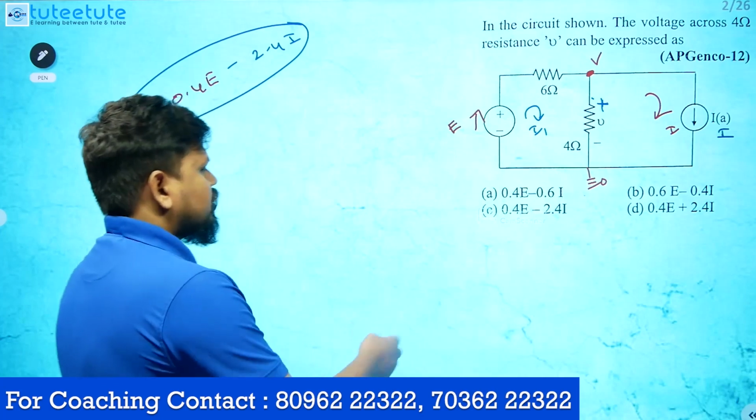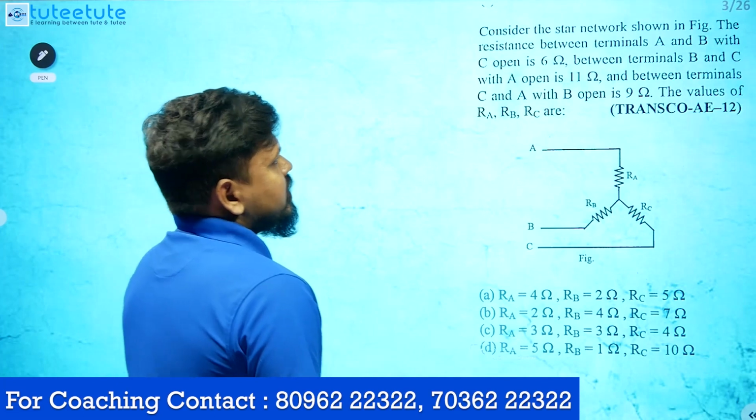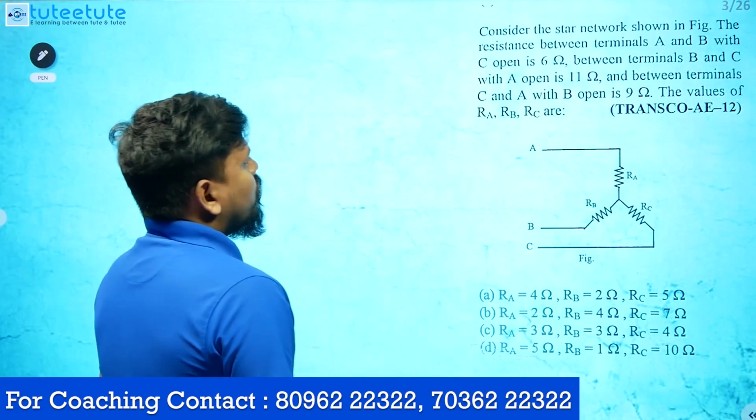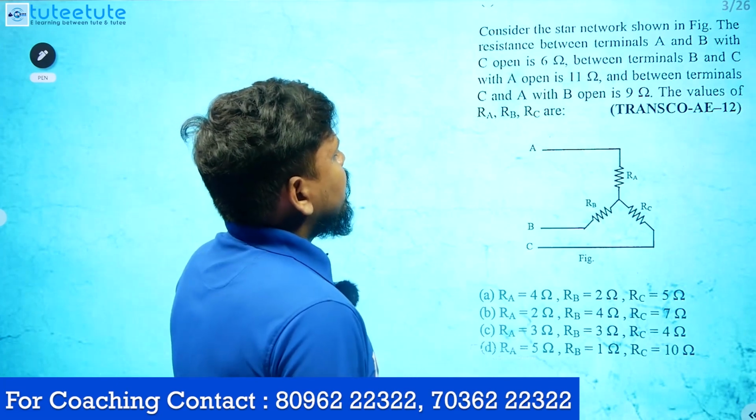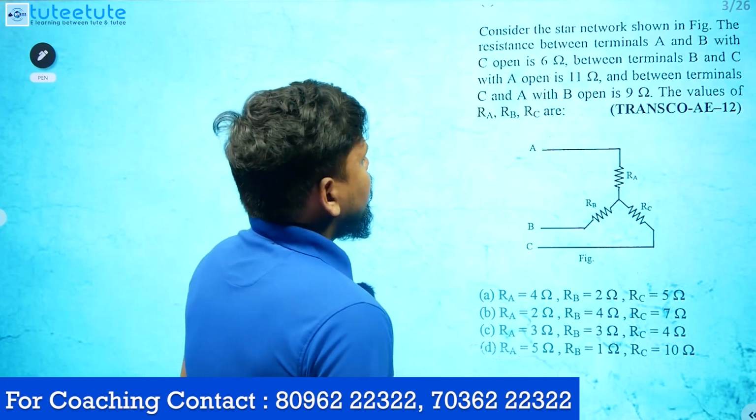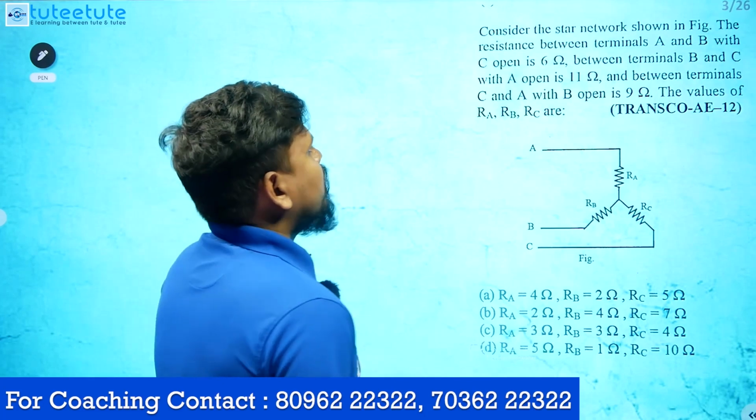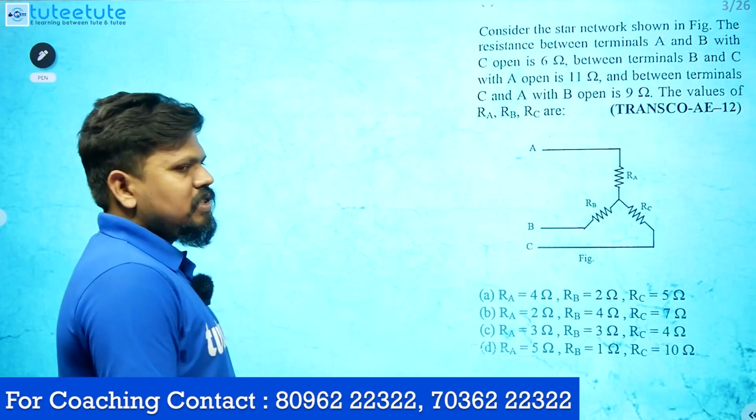Next question. Consider the star network shown in the figure. The resistance between terminals A and B with C open is 6 ohms. Between terminals B and C with A open is 11 ohms, and between terminals C and A with B open is 9 ohms. The values of RA, RB, RC are? So just given something.